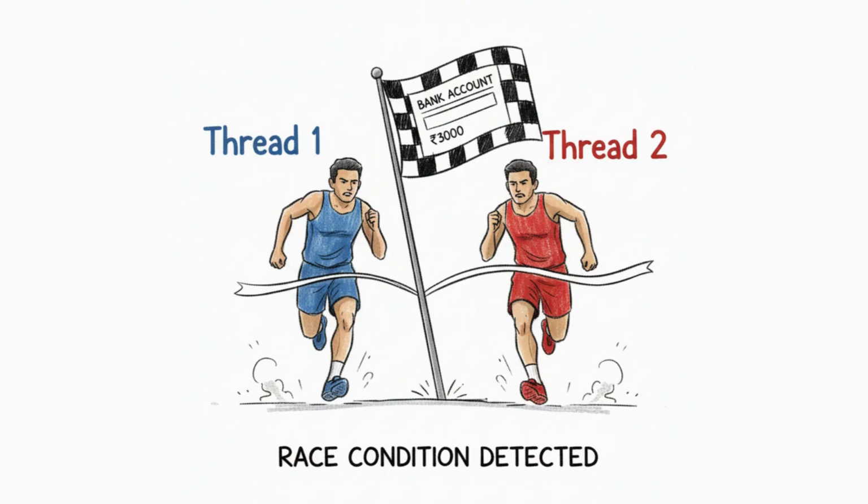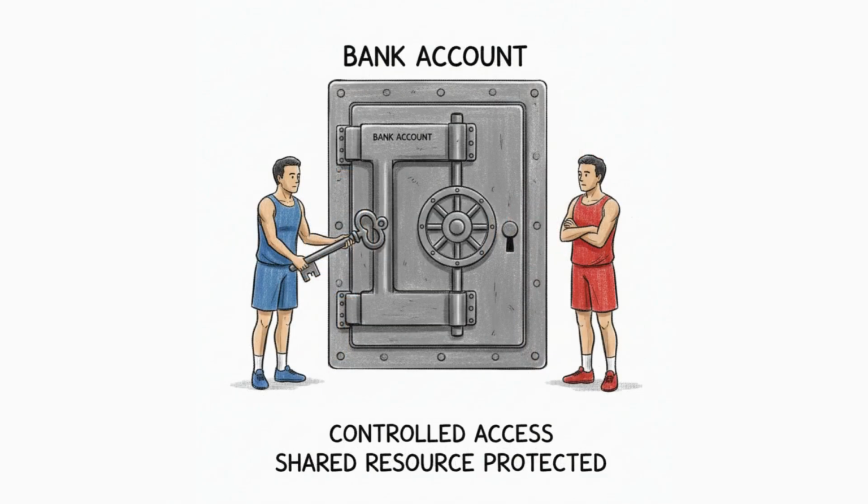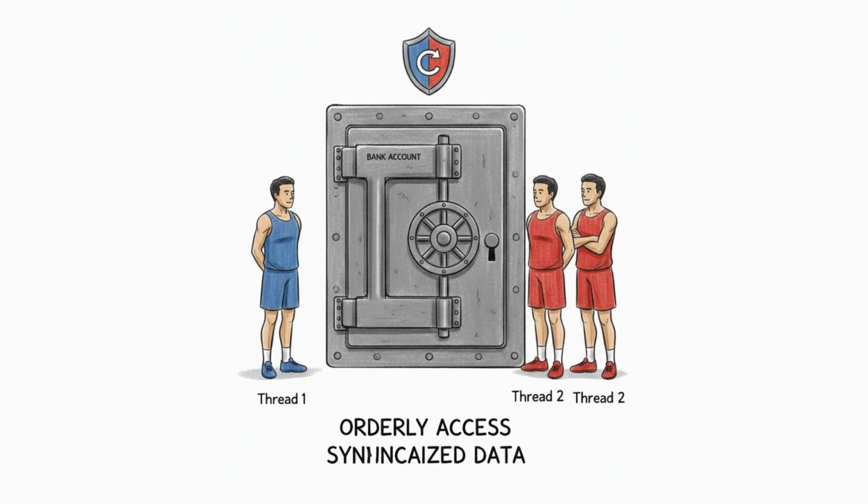This is called a race condition. We need a way to stop two threads from accessing the same resource at the same time. This solution is called synchronization. Now, let's see more in detail.